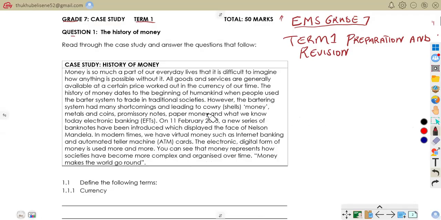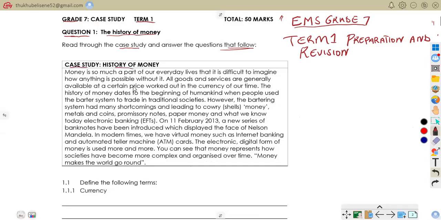So without wasting much time, let us go straight to question 1, where we're going to talk about the history of money. It says read through the case study and answer the questions that follow. So let's quickly go to the case study.